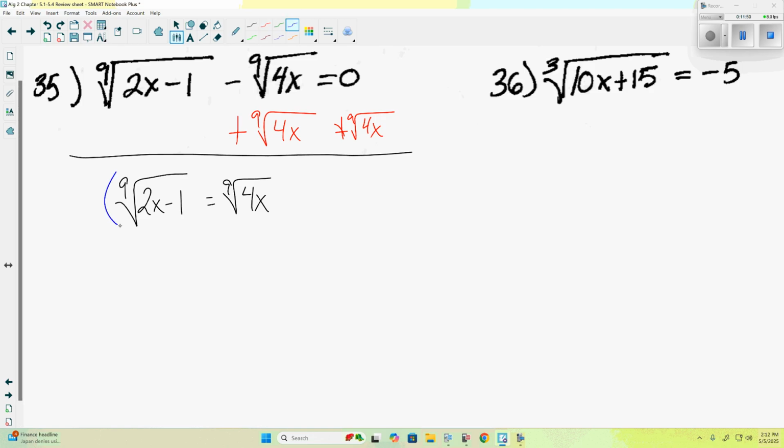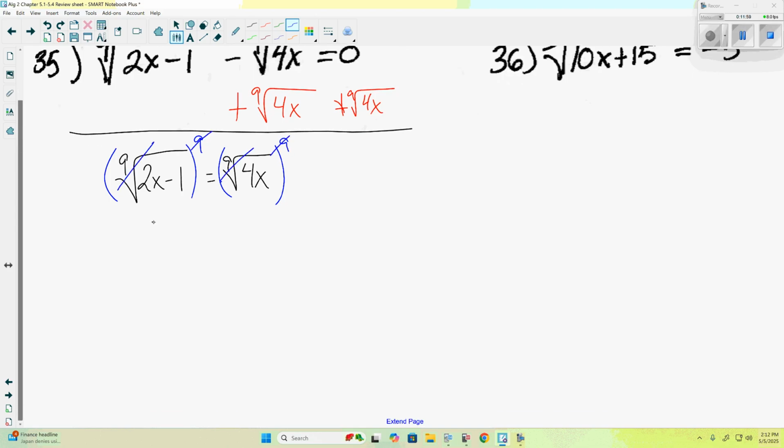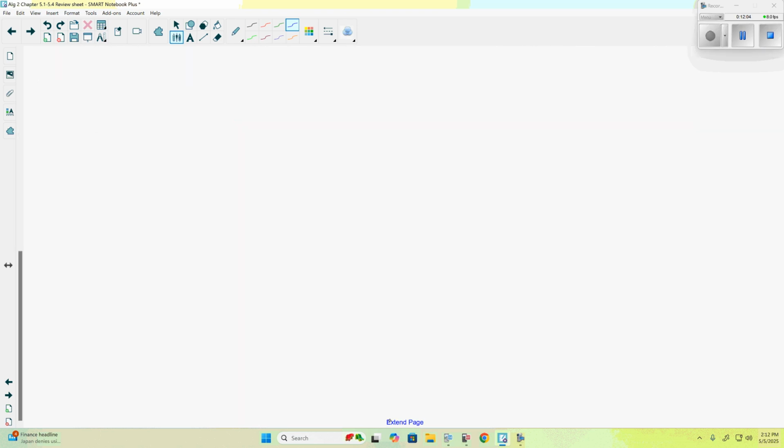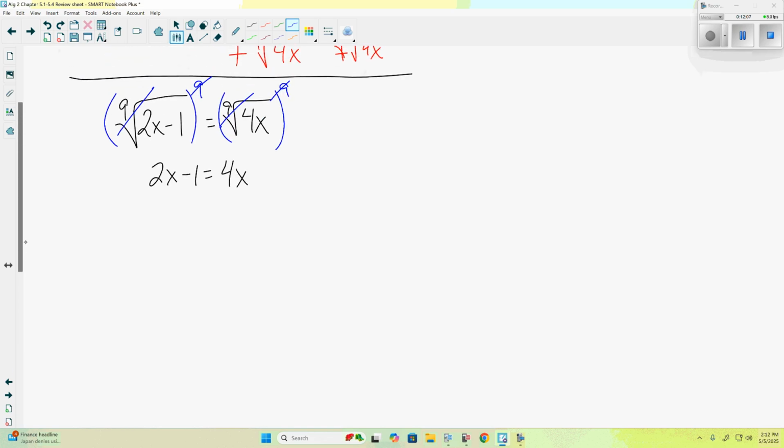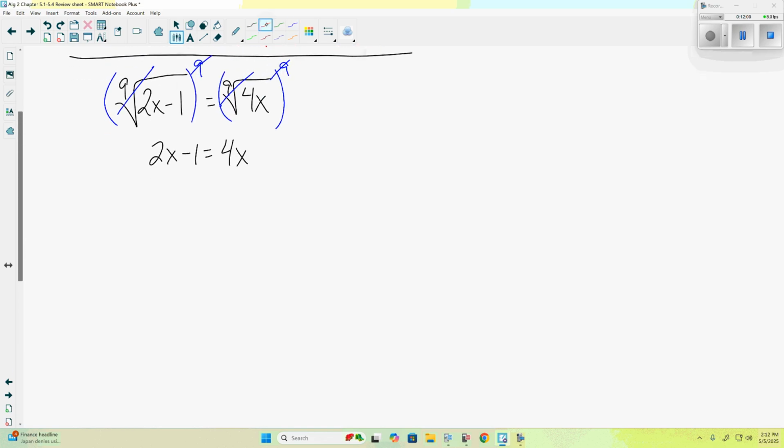Now at this point here, we can put both sides to the nth power, which is 9. Those cancel. Those cancel. Telling us that 2x minus 1 is equal to 4x. Now we need to, well, we can minus 4x. There's nothing wrong with minusing 4x at this point. It would get negative 2x minus 1 equals 0.